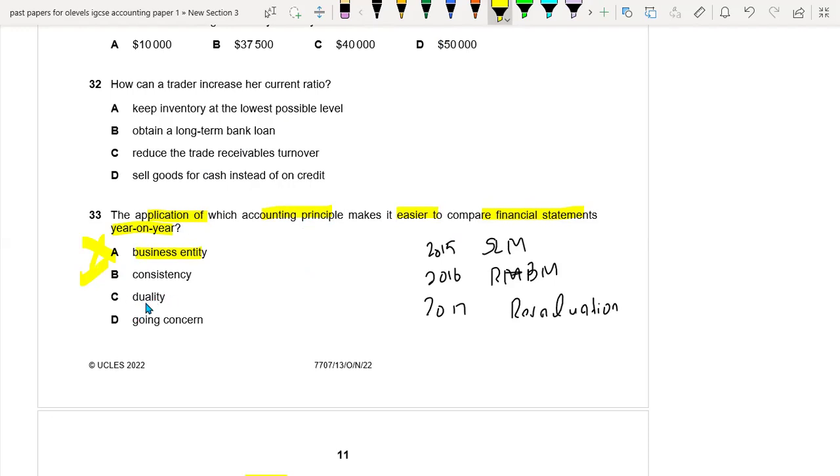Duality simply says that every transaction has two effects on different accounts. So this is not going concern. Going concern means that you have the intention that your business will be successful and will not go bankrupt. So again, this is not it. So B option is there. Okay.